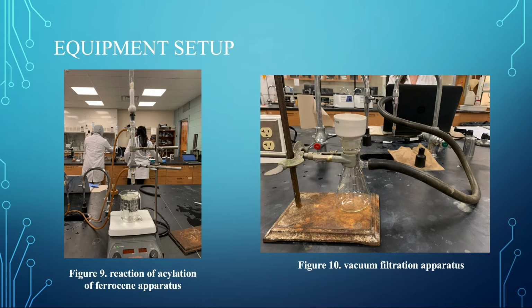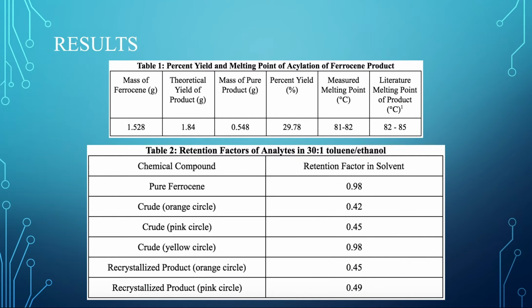So for the equipment setup, this is where the reaction of the acylation of ferrocene took place, using this apparatus. And the vacuum filtration apparatus, which was used to collect the crude crystals and the recrystallized product. So these are the results tables that we'll talk about in the next 2 slides.